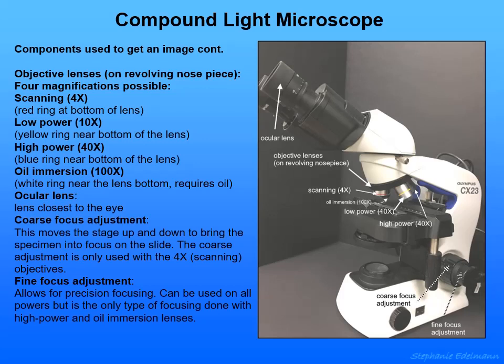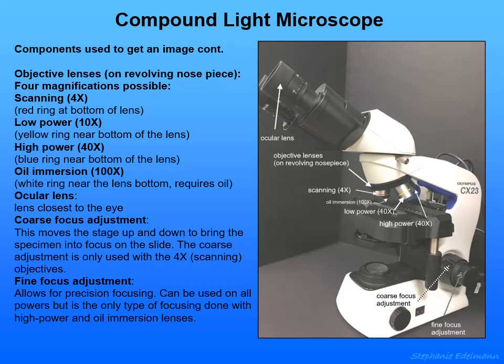The way you focus your specimen is with the coarse and the fine focus adjust on the right hand side of your microscope. Both of them move the stage up and down and bring your specimen in focus on the slide. The coarse adjustment is only used in the 4x scanning objectives. After you get your slide in focus with the scanning lens, and you should always start with a scanning lens when you start with a new slide, after you are done with the 4x lens, you will only use the fine focus adjust.